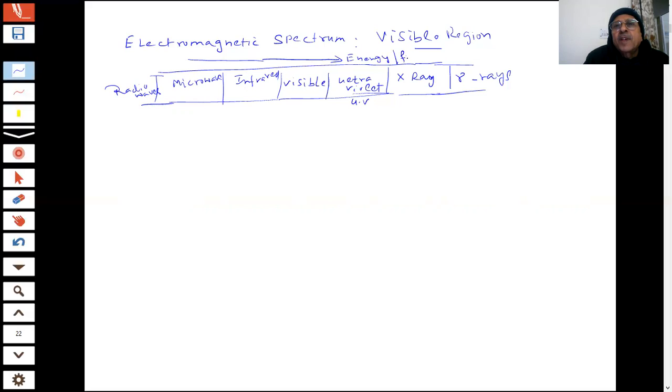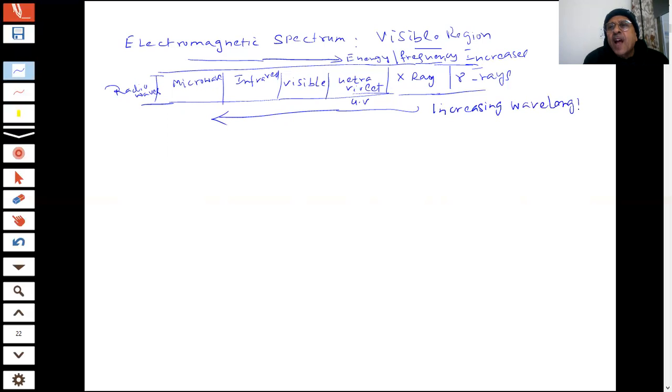Energy or frequency increases. Yes or no? These are very high energy radiations. If energy increases on this side, and if I go to the other side, what will happen then? Frequency will decrease, but wavelength will increase. Increasing wavelength, students, yes or no?